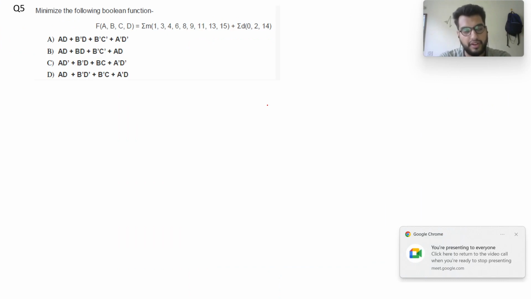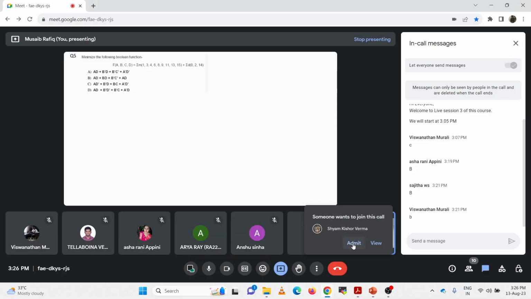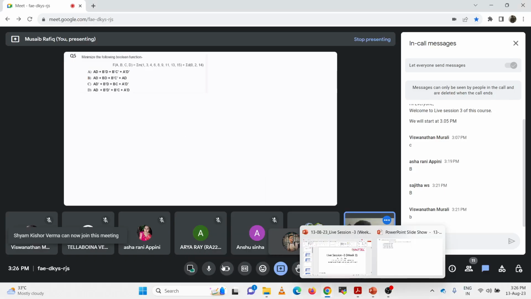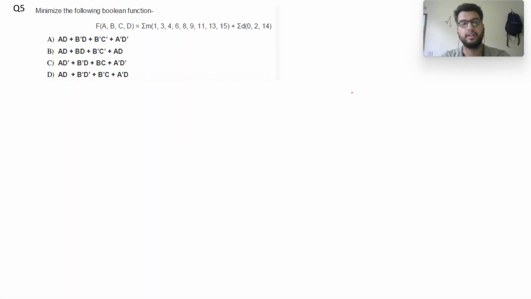So question number 5 states that minimize the following Boolean function f of a, b, c, d equal to sum of minterms 1, 3, 4, 6, 8, 9, 11, 13, 15. And we have also summation of, just a second, students are joining in. So sorry about that, a student had to be admitted. So let me just read the question once again.